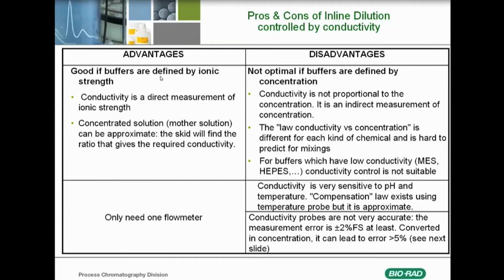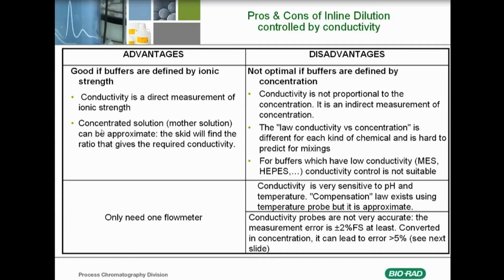Well, about the advantages, this solution works especially for the purifications which are driven by ionic strength and which are defined by ionic strength. So in these cases, customers usually don't say, I want to have a 1.5 molar NaCl here. They say, I want to have 123 millisiemens per centimeter, because it is the ionic strength I need for my ion exchange chromatography. In this case, yes, it works, because conductivity is a direct measurement of ionic strength.